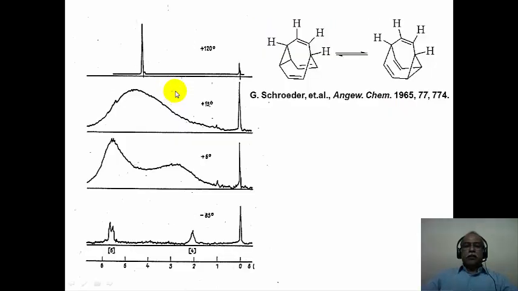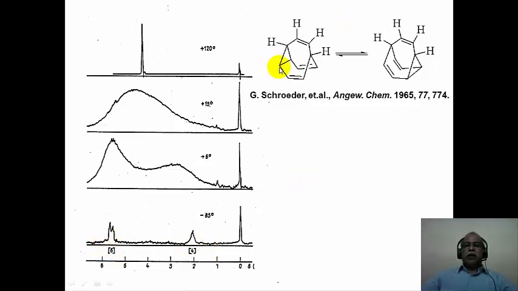Now if you look at the proton NMR spectrum of bullvalene recorded on a 60 MHz NMR spectrometer, at essentially close to room temperature, let us say around 15 degrees Celsius or so, you see a very broad hump kind of signal, and this is the NMR signal of the TMS, which is an internal standard. At +5 degrees you see two humps, and finally when it is frozen at -85 degrees you see two distinctly resolved signals, one at 5.6 or 5.8 or so, another one around 2.1 ppm, integrating 6 hydrogens here and 4 hydrogens here.